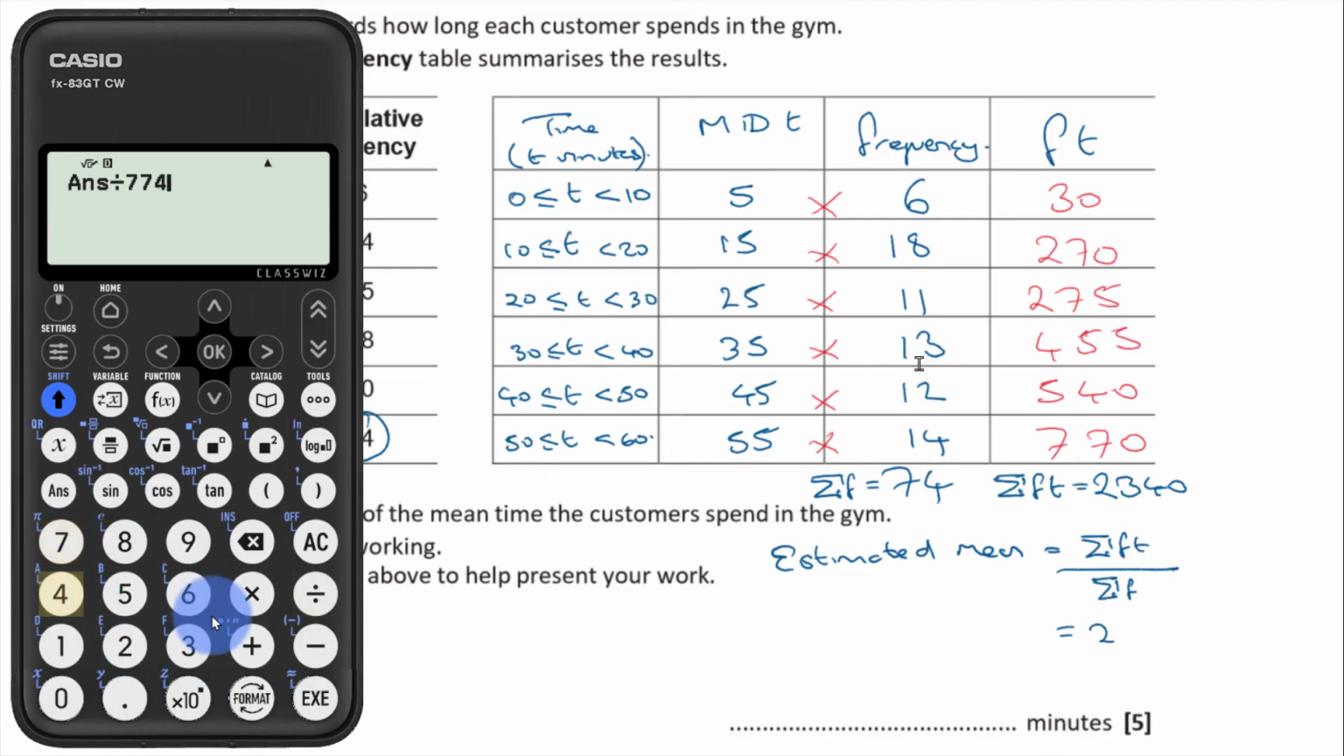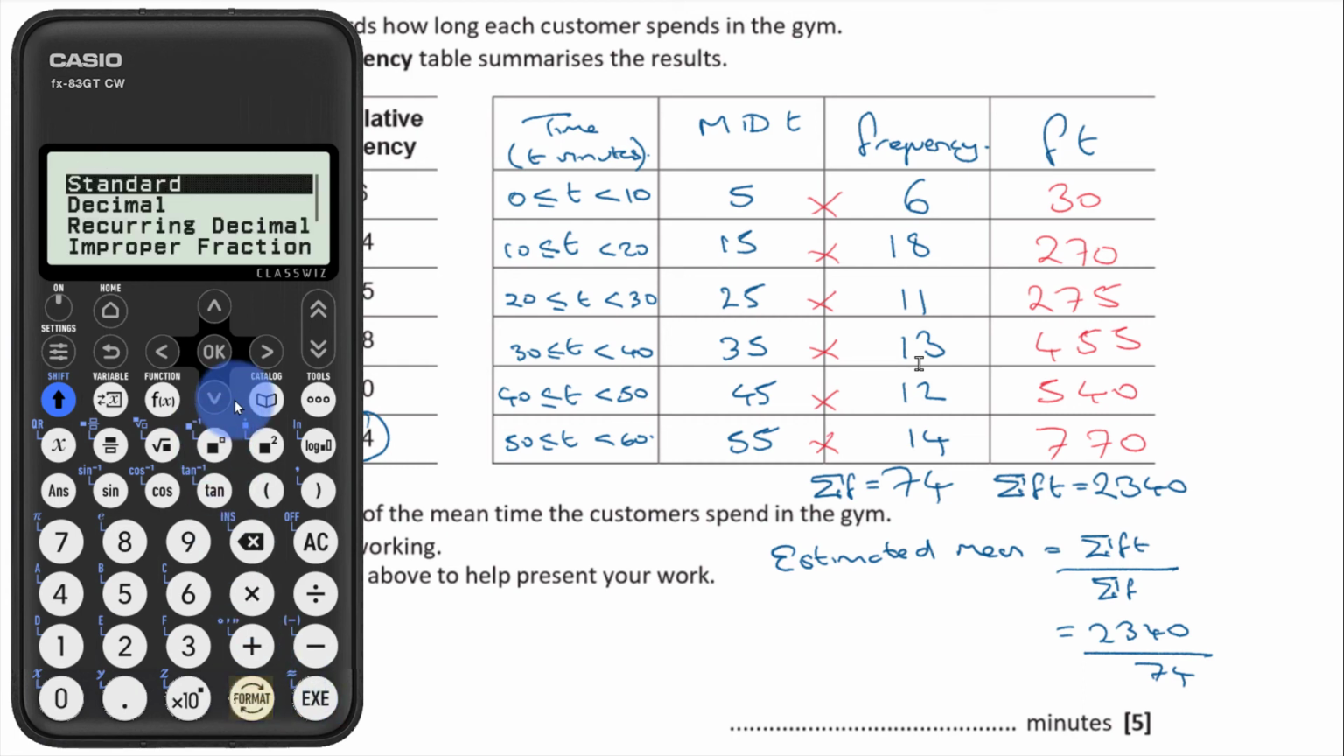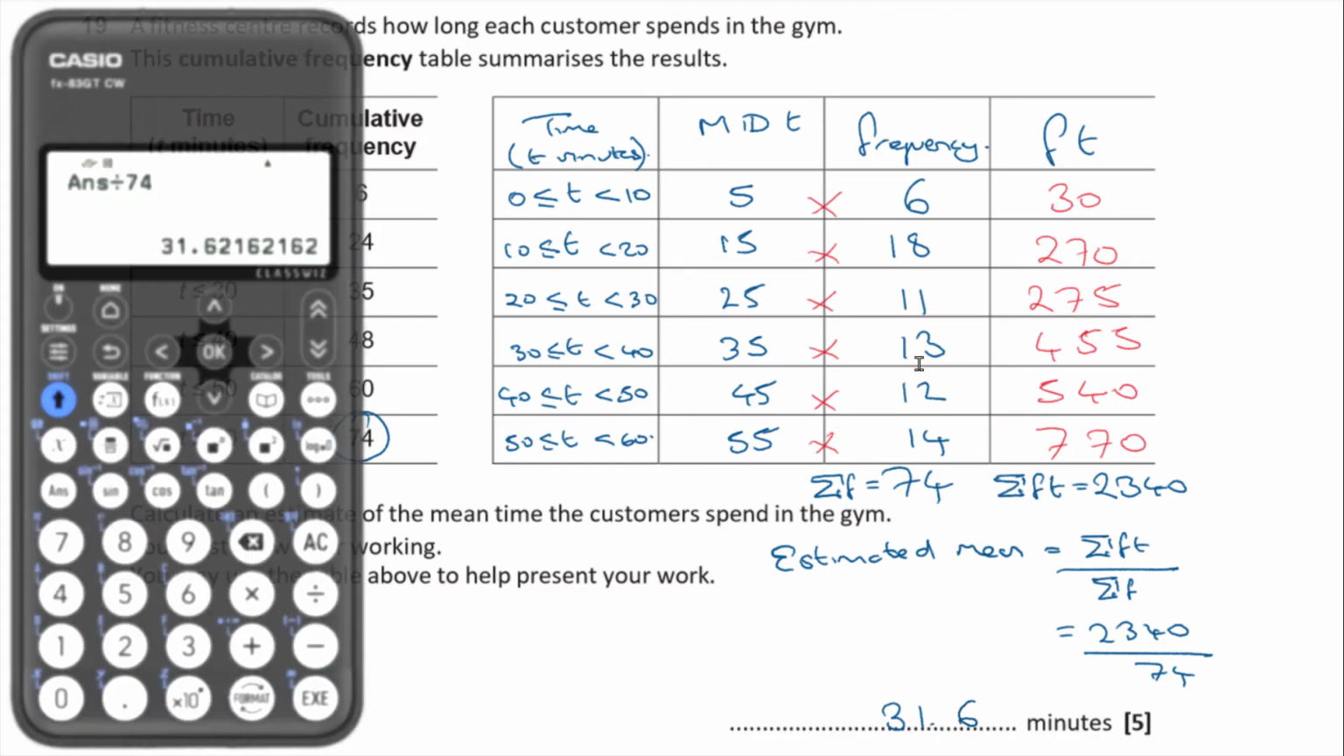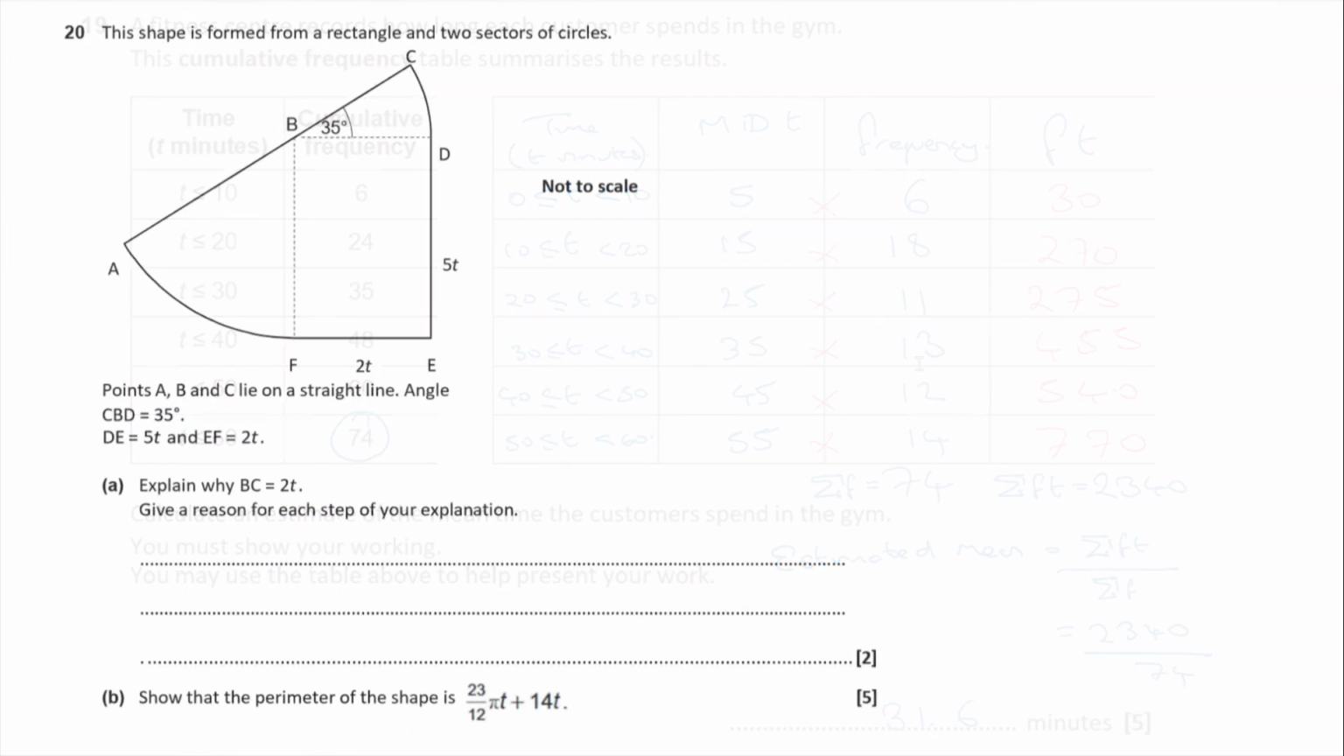And that's going to be 2340 over 74. What's that then? 2340 divided by 74. That is 31 and a bit. 31.6. I think I'm going to round it off to 31.6 minutes. Question 20. This shape is formed from a rectangle and two sectors of circles.